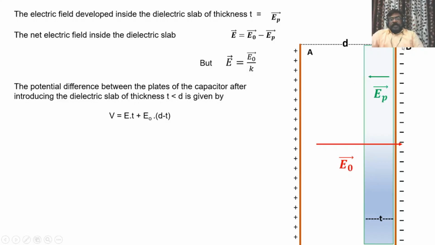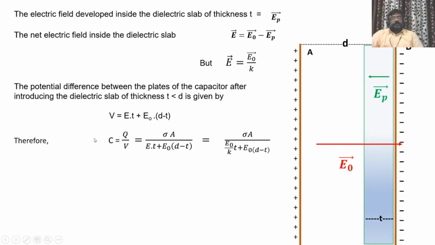So the potential difference across B and the end of this dielectric is E into T, because E is the electric field and T is this much distance. And after that, the work done to move the charge from here to here is E0 into D minus T. The remaining distance is D minus T and the electric field acting there is E0.